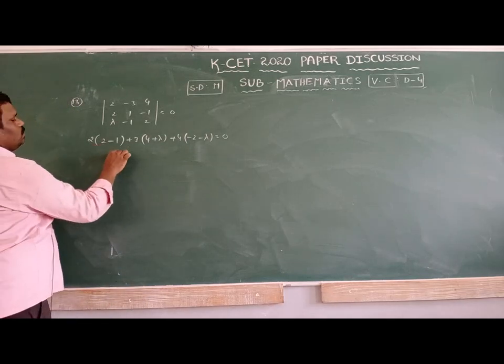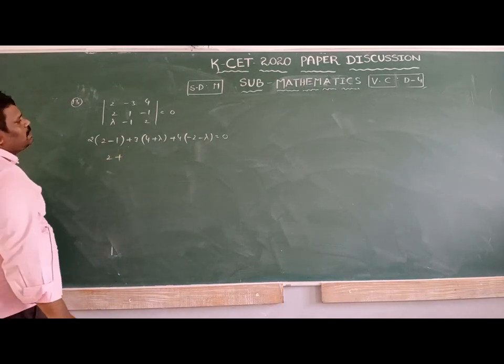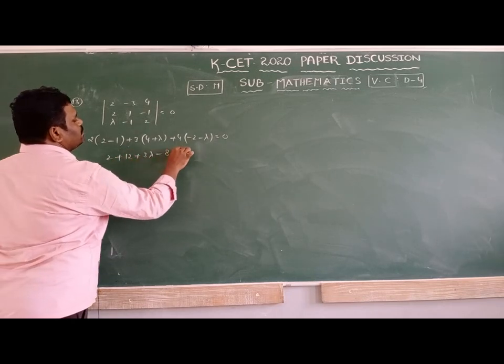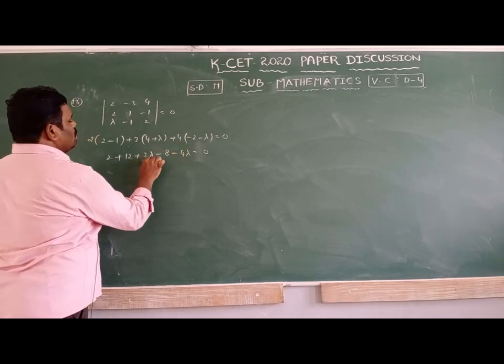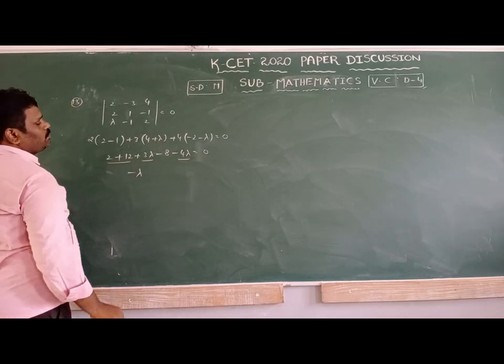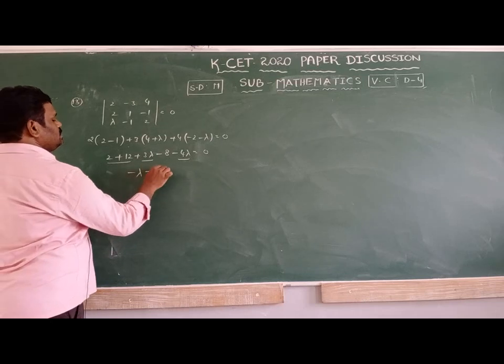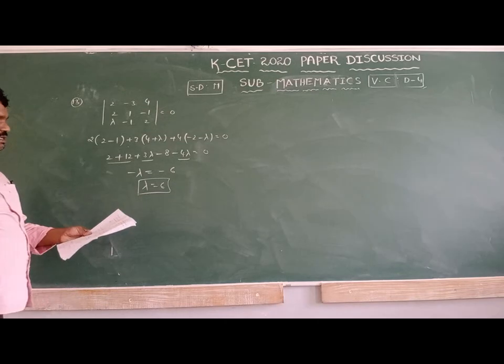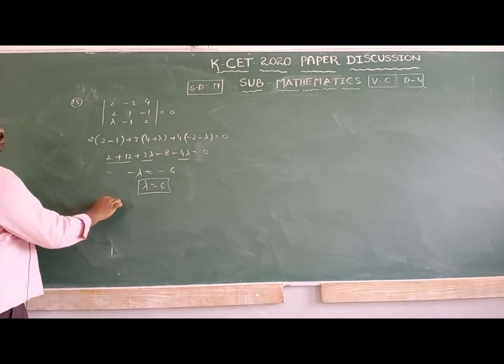So 2 minus 1, 2 value, plus 3 into, 12 plus 3 lambda, minus 8 minus 4 lambda is equal to 0. 3 lambda minus 4 lambda is minus lambda. Here 14 minus 8 plus 6, so lambda is equal to 6. So the answer is B.